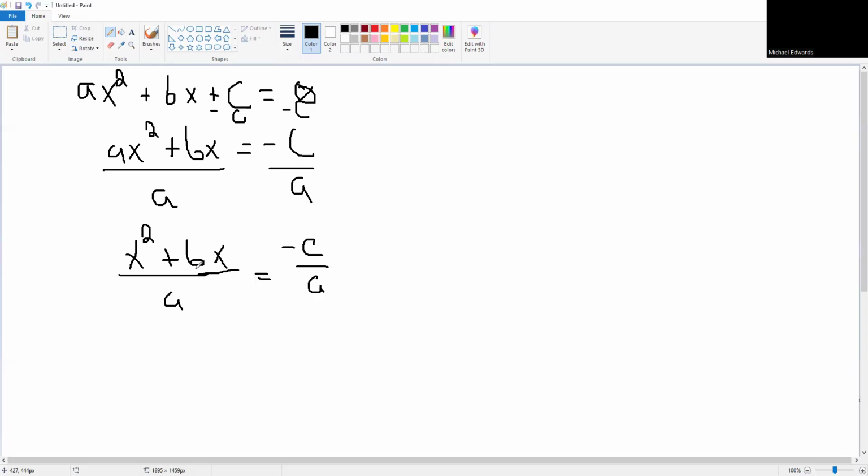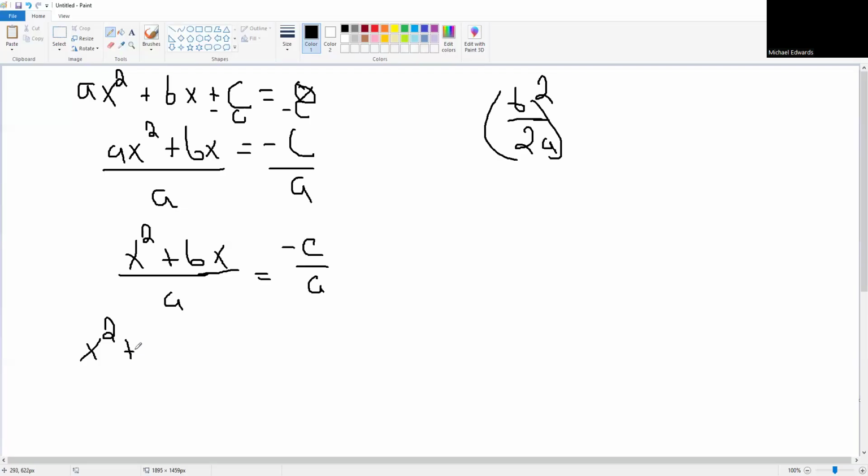Because this has division right here, it's a little more complicated, but not too bad. So usually we would take this b over 2 and we would square it. And that would give us our answer. But since there's an a here, this needs to be 2a because it's essentially bx over a. So this is b over 2a squared. And that's what we need to add to both sides.